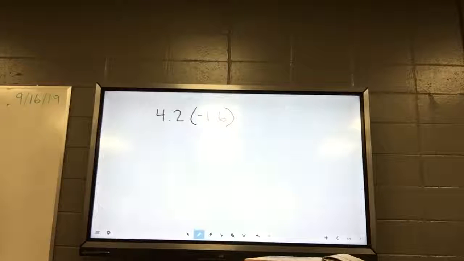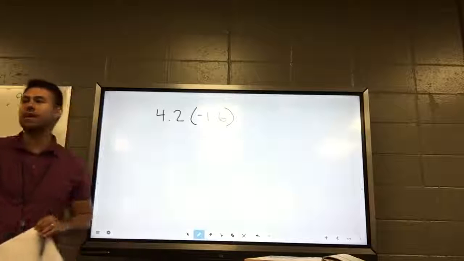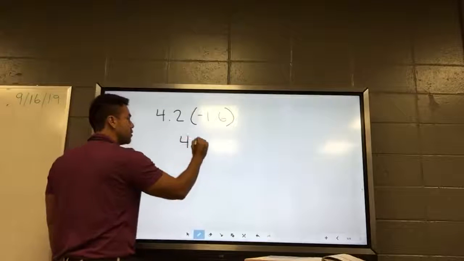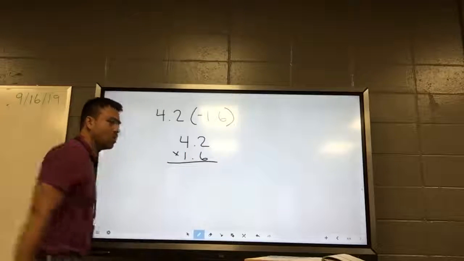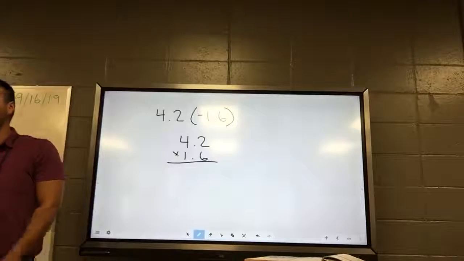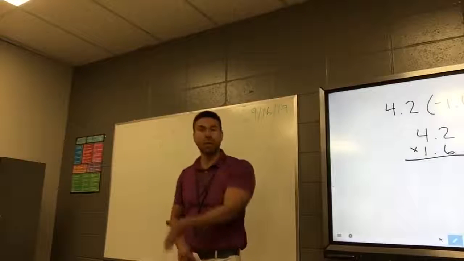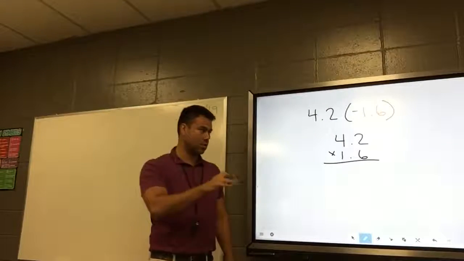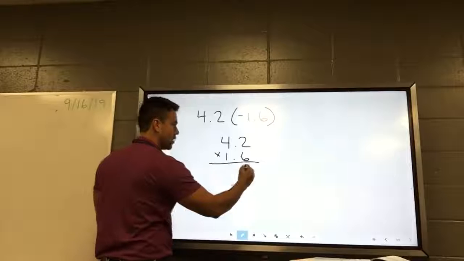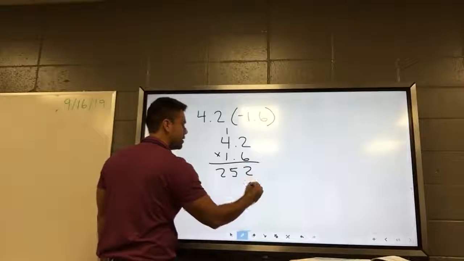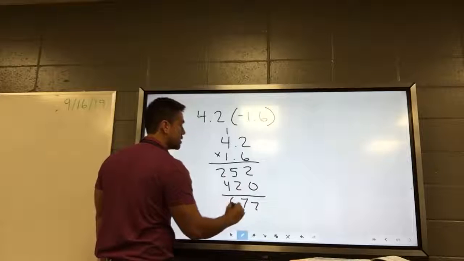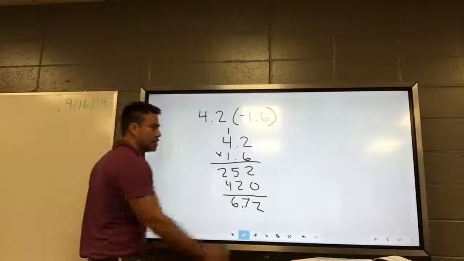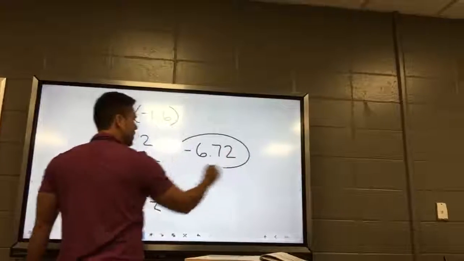Okay, my answer, is it going to be positive or negative? Negative. Why? Because a positive times a negative is going to be negative. So I'm done with the signs, and now I'm just going to multiply. When you're multiplying decimals, do you line up decimal points? No, you don't have to. If you do, you make the problem really long, so don't do it. Here, it's already naturally set that way. All right, so 1225, 0, 2, 4, 2, 7, 6. Where does the decimal point go? So my answer is negative 6.72.